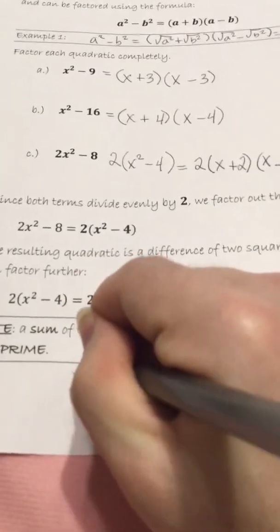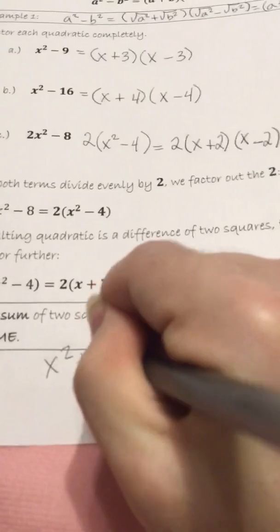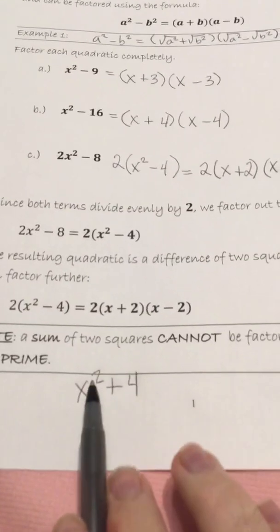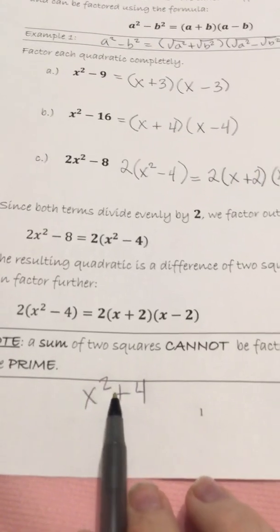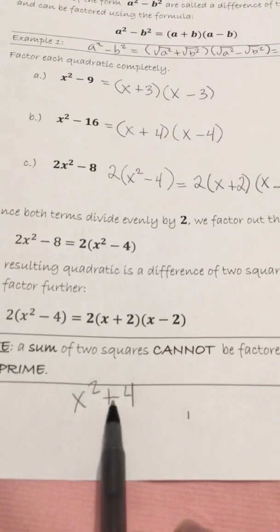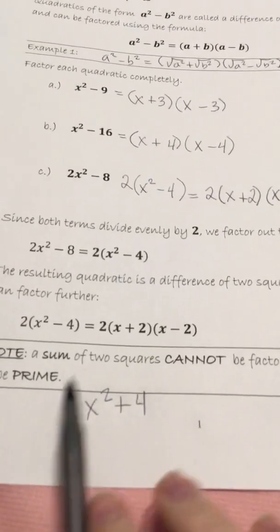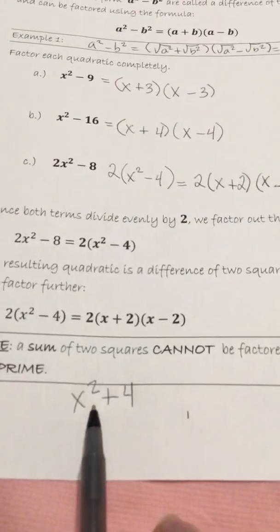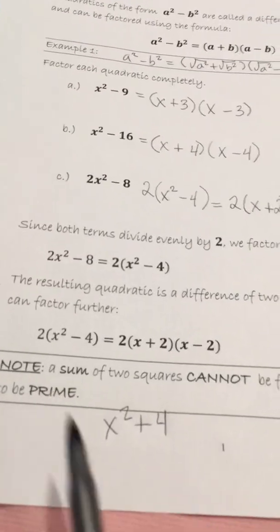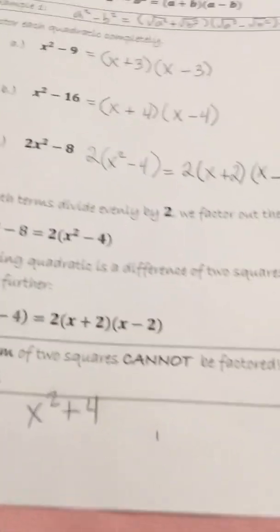What that means is if we have, let's say, x squared plus 4, this is considered a sum of 2 squares, and we can't factor it using real numbers. This can only be factored using imaginary numbers, but we don't need to worry about that. We can say that it cannot be factored using real numbers and is considered to be prime. So that's a little bit with our dots.